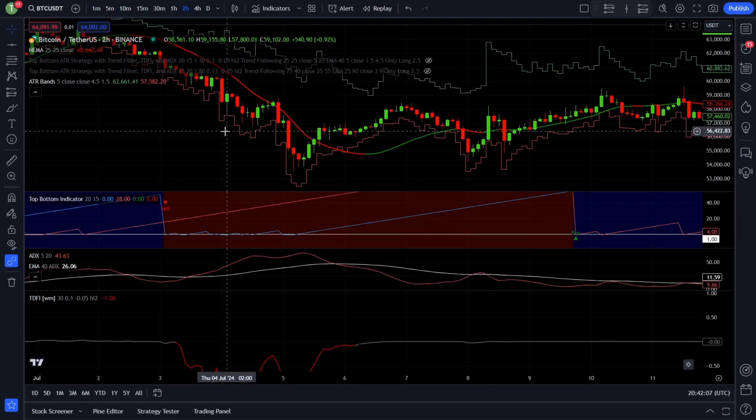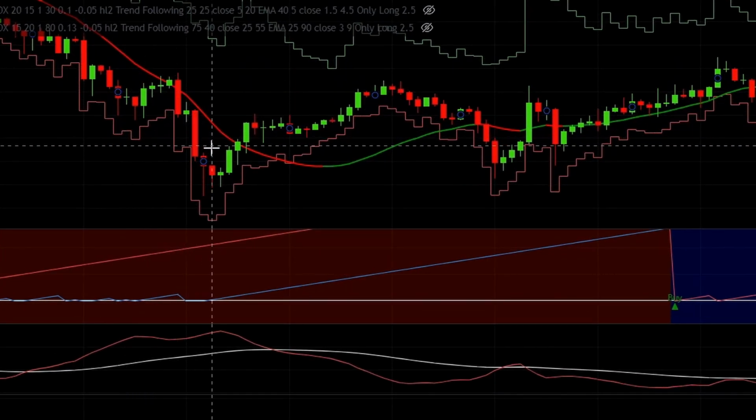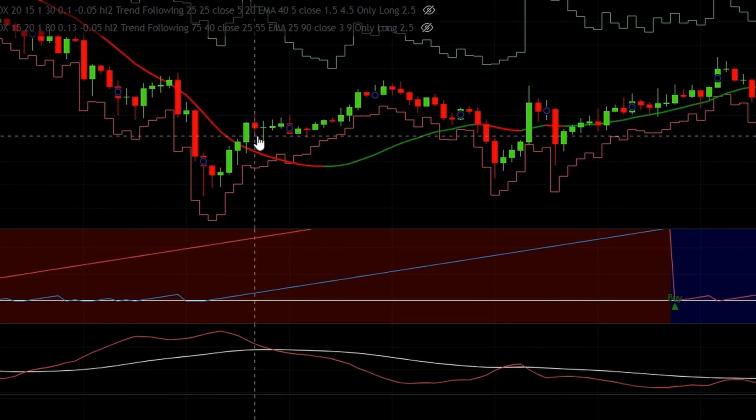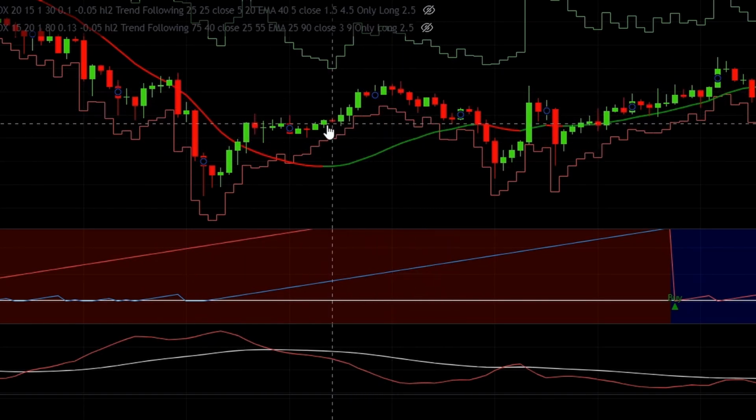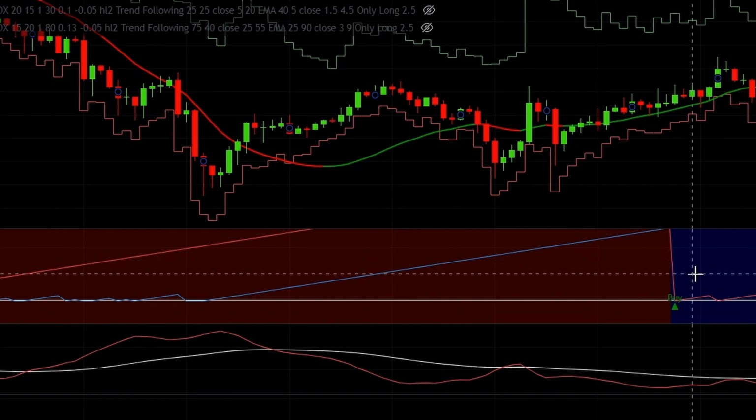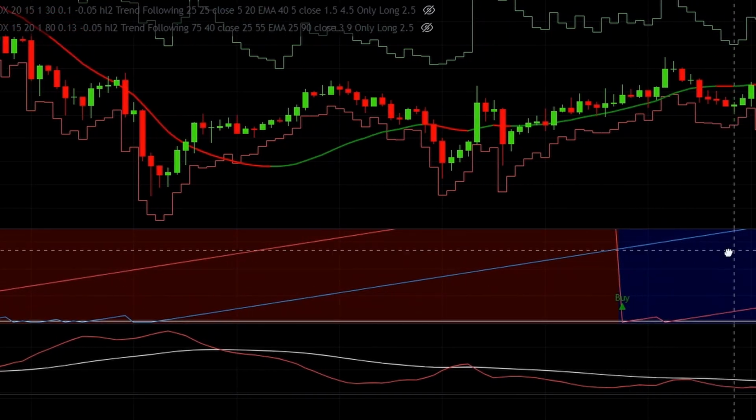Okay, as this is a long only optimization, now let's see the rules for longs. For a very long entry, first the price needs to be above the Holt exponential moving average. So this area could have been a very long entry, or this area. Next, on the top and bottom indicator, the blue line needs to be above the red line.